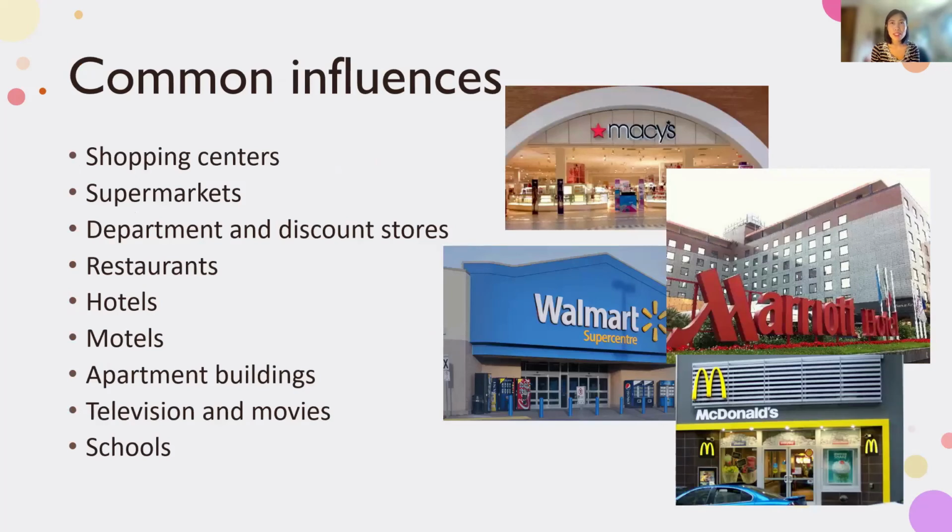However, apart from those differences, there are some common influences in the US as well. And wherever you go, you may see these common things in the US. You may see the kind of similar shopping centers like Macy's or Walmart. You may see similar supermarkets. You may see the same department and discount stores. You may see restaurant chains that are the same in different parts of the country. You see McDonald's everywhere, Burger Kings, KFC everywhere, hotels, motels, apartment buildings. People may watch the same TV shows and movies, and schools may also look the same and operate somewhat similarly to one another. So these are the common influences in the US that kind of pull people together in a way. And I have to say that these influences are powerful, not just in the US, but sometimes in other countries too, because you may find these things in other countries as well.